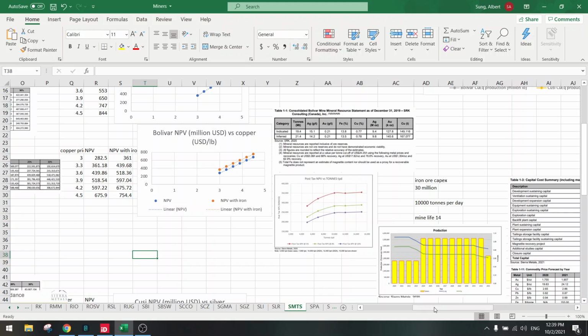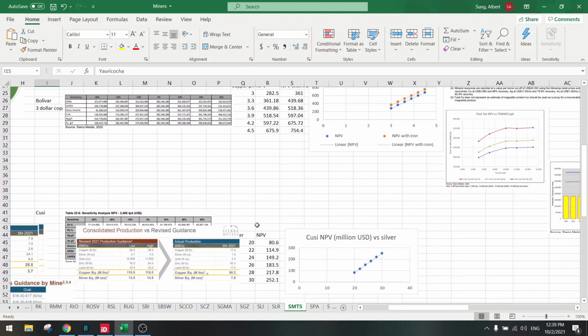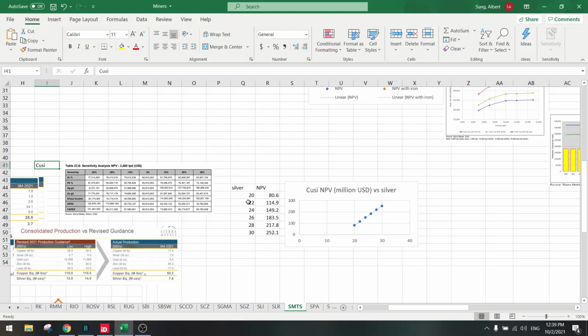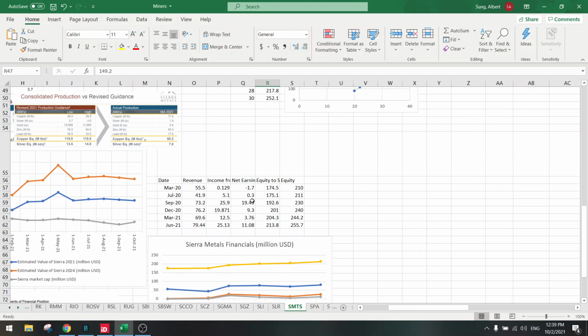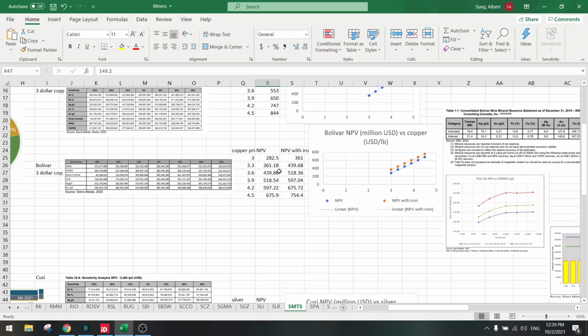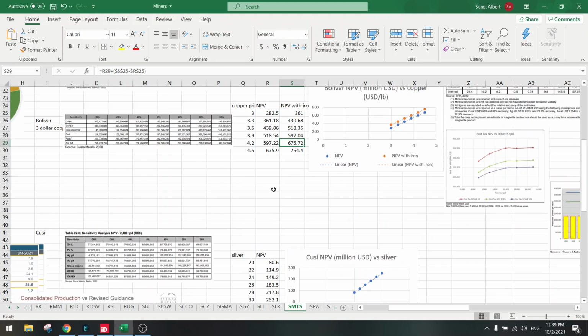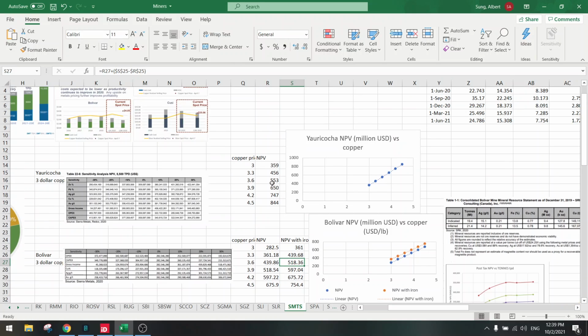So let's just add up all these NPVs, because we also have Yauricocha. So we have first the Cusi mine. Let's start with the Cusi mine. It's at $22 silver. I expect this to go up. So they are going to expand this in 2 years, and this will have an NPV of 150 divided by 2, because they have a mine life of 15. So that's about $70 million. Then we add this here. Copper is at 4.2. That's about 700 million NPV divided by 2 is 350. So 350 plus the 70 is 420.